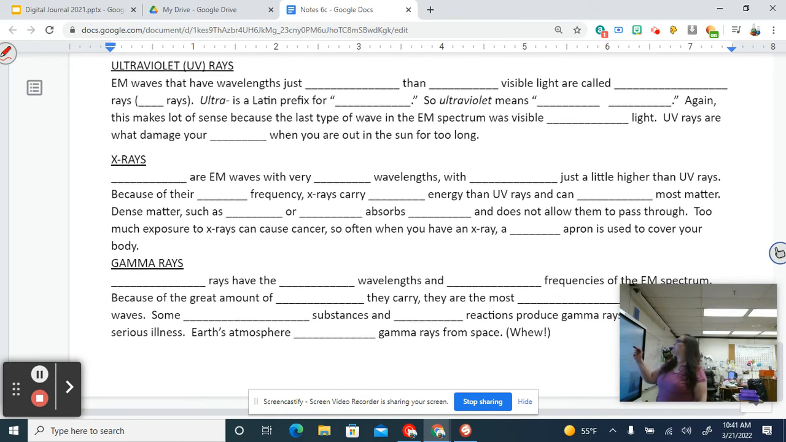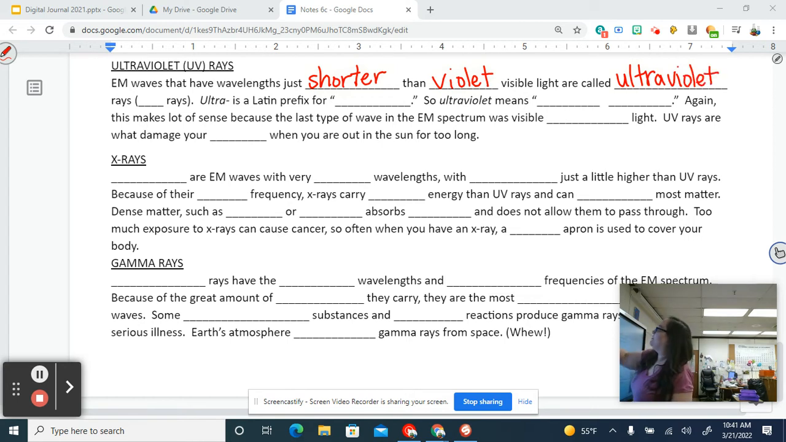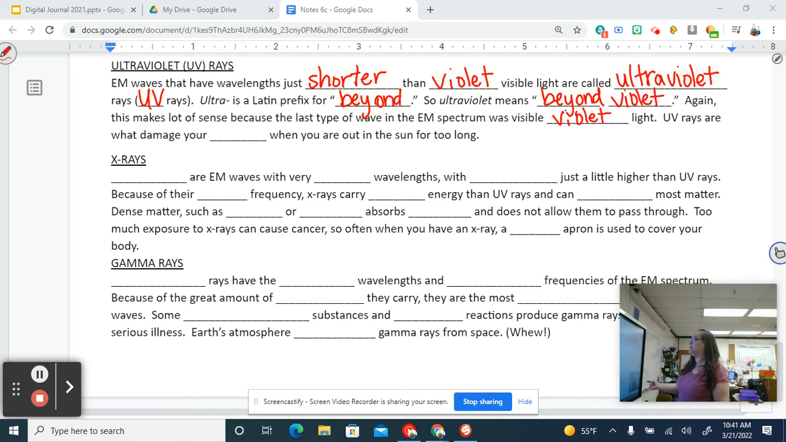EM waves that have wavelengths just shorter than violet visible light are called ultraviolet, or UV rays. Ultra is the Latin prefix for, you should know this one too, good, beyond. So ultraviolet means beyond violet. Again, this makes a lot of sense because the last type of wave in the EM spectrum was visible violet light. So the next thing above it or beyond it is UV.